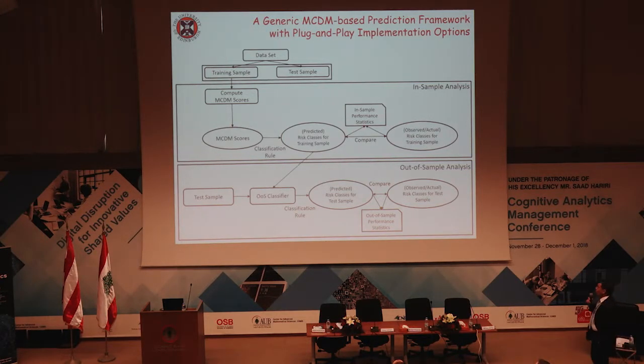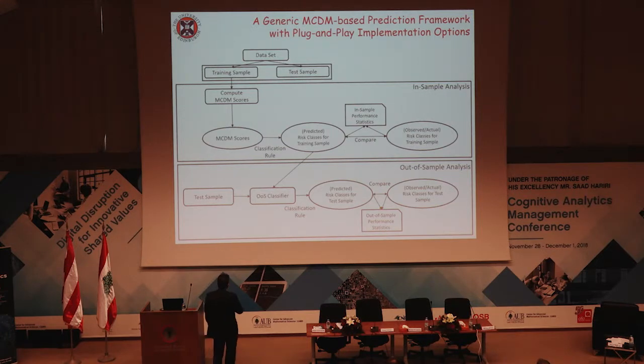So what I'm proposing here in terms of the in-sample analysis is to compute multi-criteria decision-making scores using a specific method of your choice. Once you have those scores, you use a classification rule basically to predict the risk class for the training sample. And then you have the observed risk class. You compare the two and compute the relevant performance statistics that you choose for the purpose of your exercise. And then we use the predicted risk class obtained with the MCDM method to train the out-of-sample classifier.